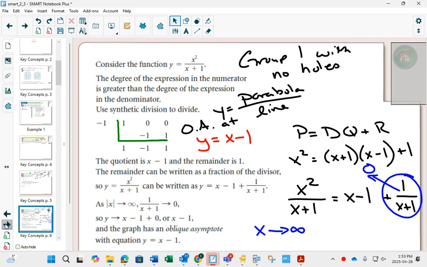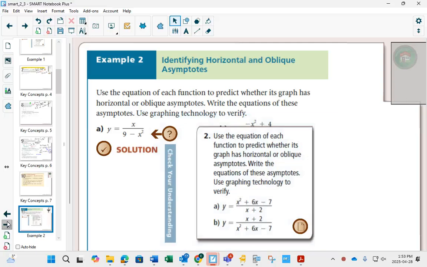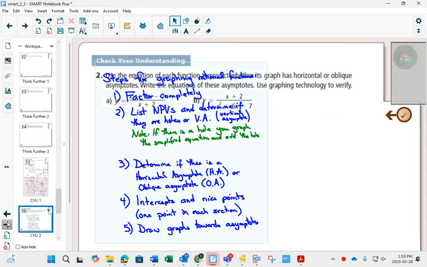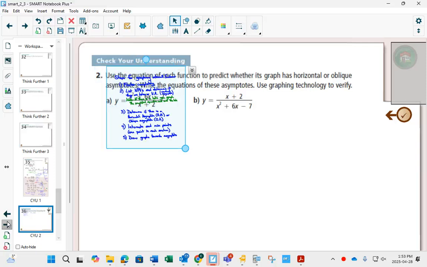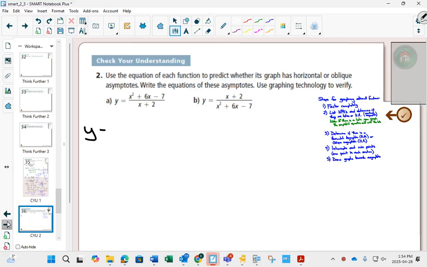Okay, so with that, we're ready to go to this example. I can take our instructions and move them off to the side again. Just big enough so we can read them, or pretend to read them. So, step 1, we factor completely. This factors nicely to be x plus 7, x minus 1 over x plus 2.